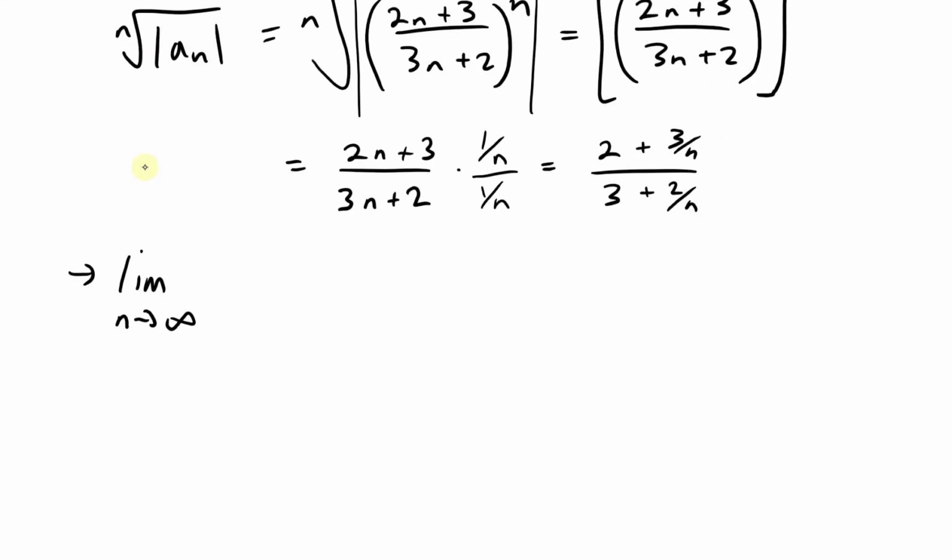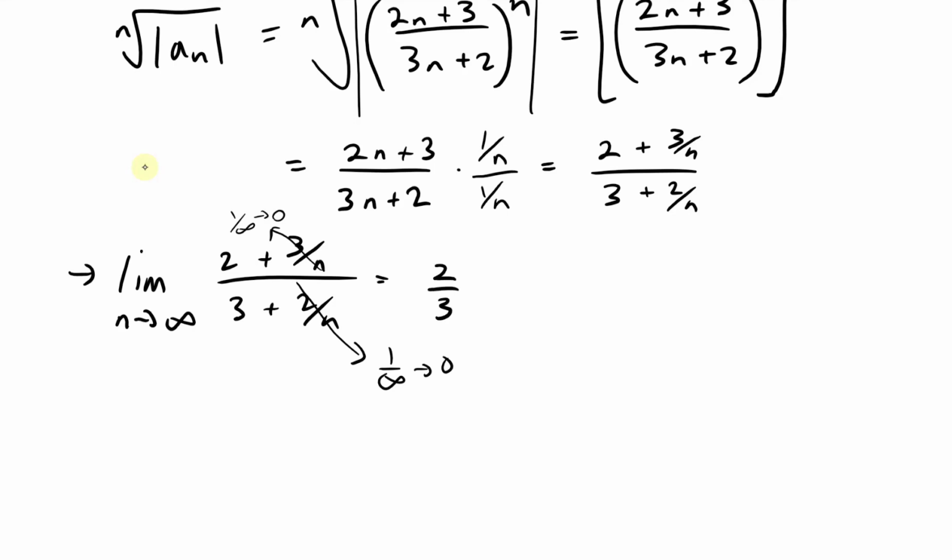So we have the limit of 2 plus 3 over n, over 3 plus 2 over n. Now here, this is going to be a 1 over infinity, which approaches 0. Likewise here, a 1 over infinity approaches 0. In other words, this is going to be equal to 2 over 3, which is less than 1.